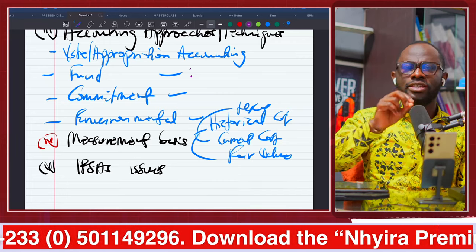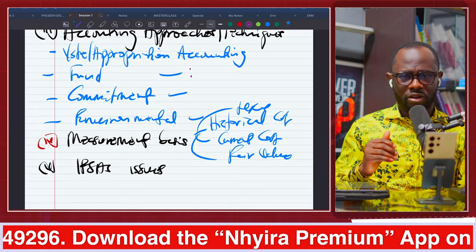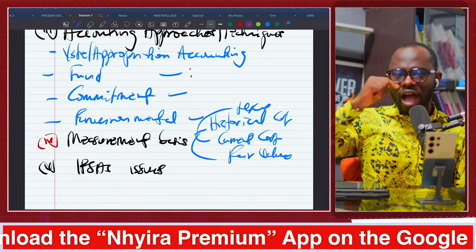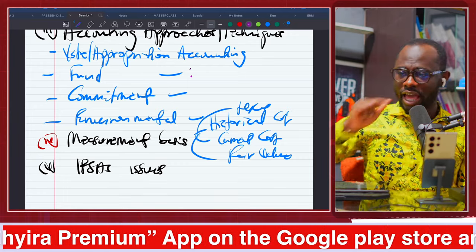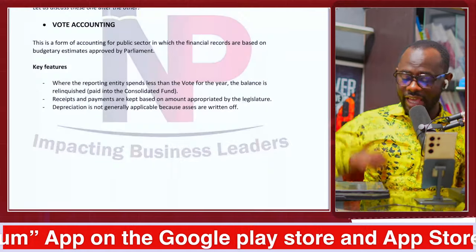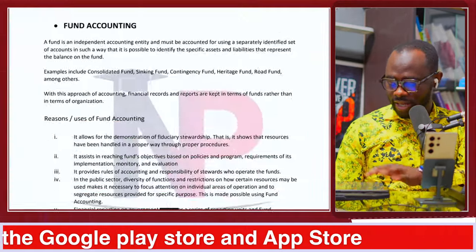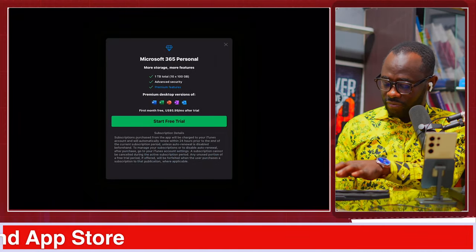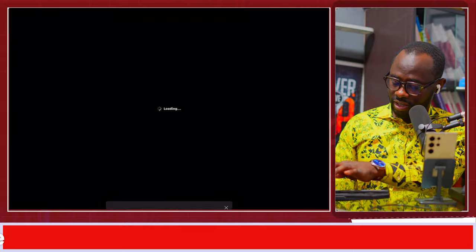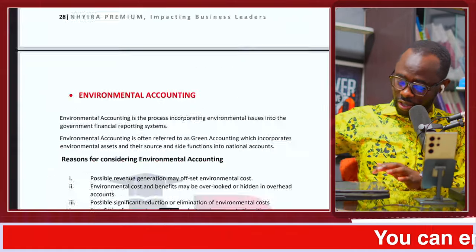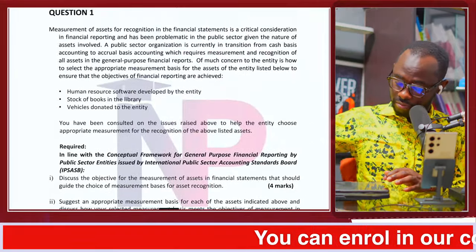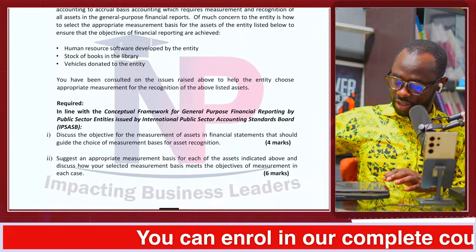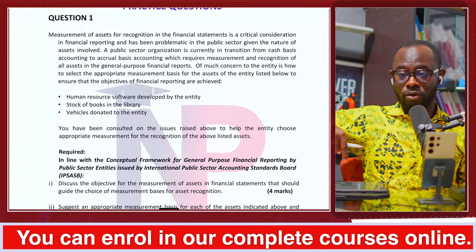Number two, the examiner can present us with some scenarios and ask how they should be measured, like the question we discussed again in class. If I go back into our book here, give me a sec. I don't know why this thing is not going through. Yeah, this question here, it's in the book.